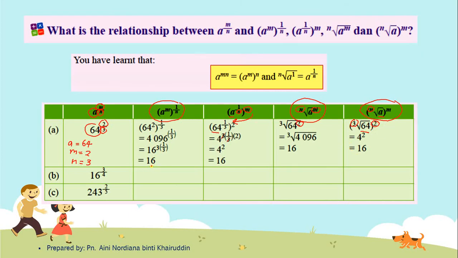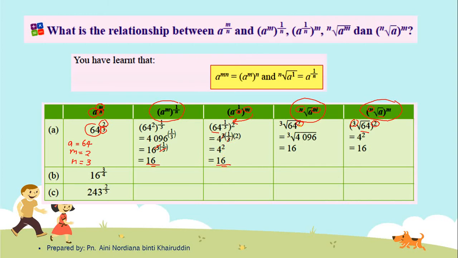Okay, how did you get this? 64 square is 4096. So the powers remain unchanged. Then 4096 is actually 16 cube. So we just cancel this. So you get 16. 64 change to 4 cube, 1 over 3. So all of this you have to multiply. So 1 times 2 is 2. The answer is the same as this.